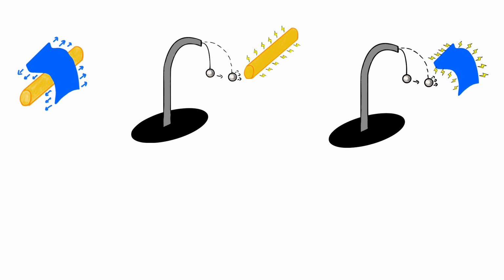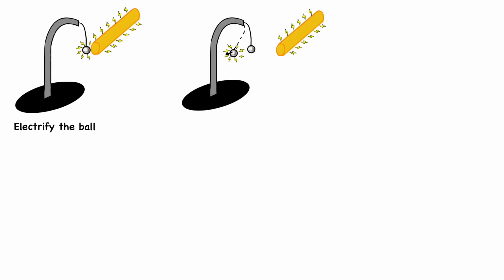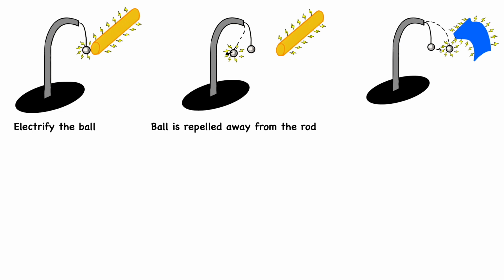This may lead us to believe that the electricity in the pipe and the cloth are of the same type. However, this is not the case, for if we touch the ball with the pipe, the ball will get some of the pipe's electricity. Now, if we bring the pipe near the ball, it is repelled away from it. Yet, the cloth is still attracted to the ball. From this, we see that the electricity in the pipe and the cloth are of different types.